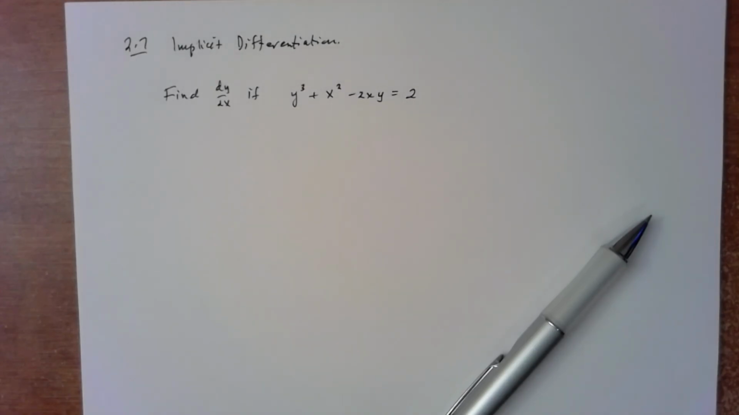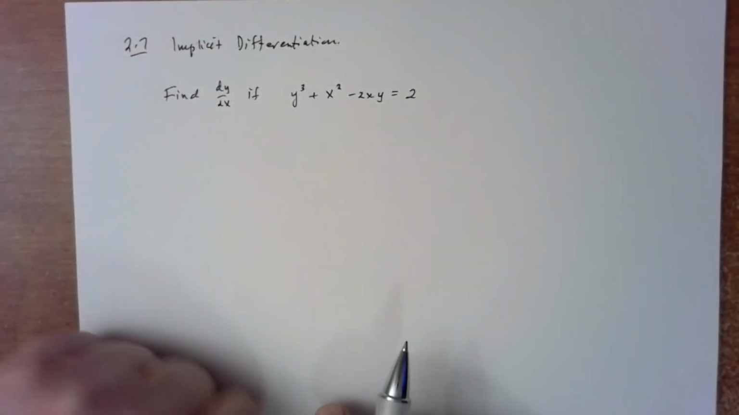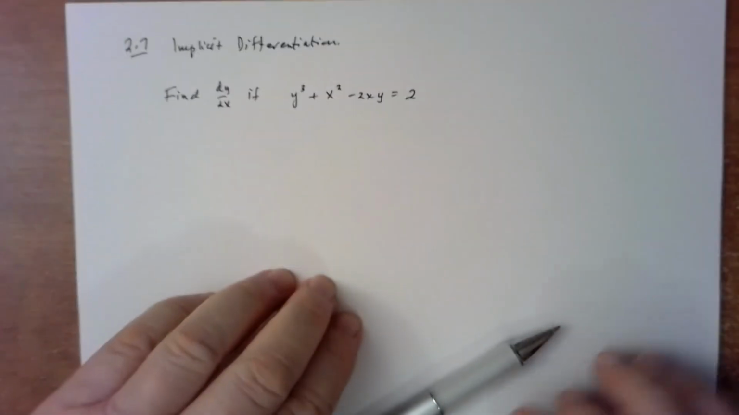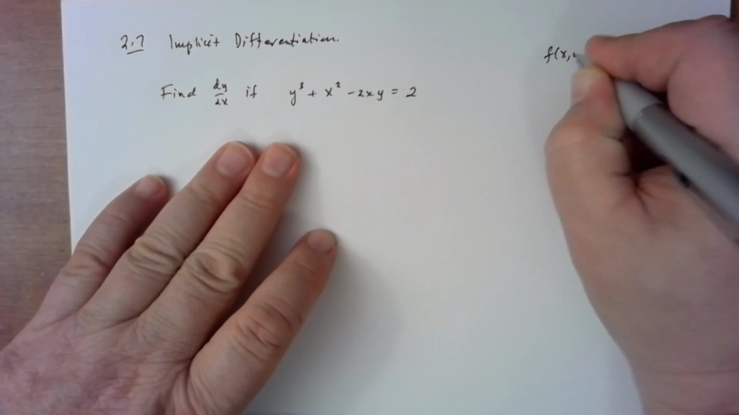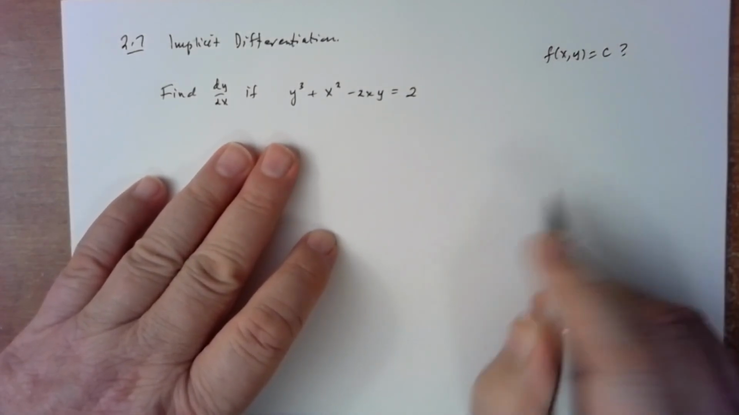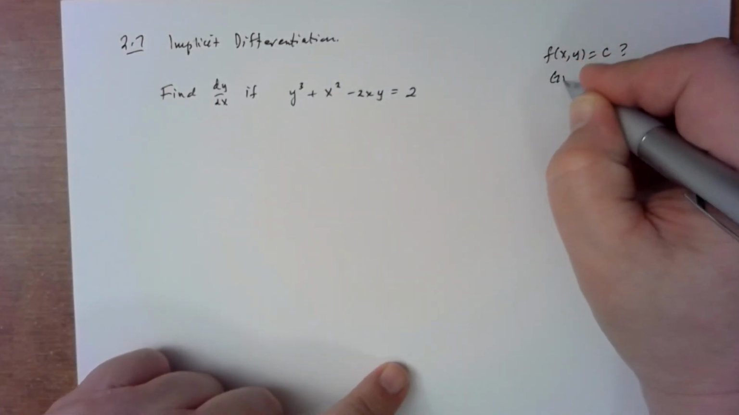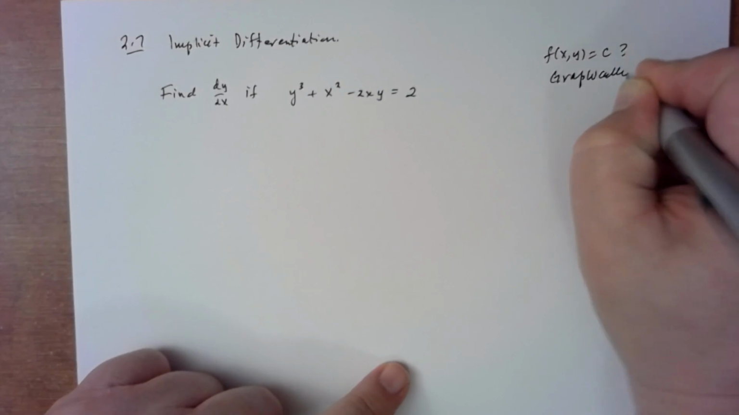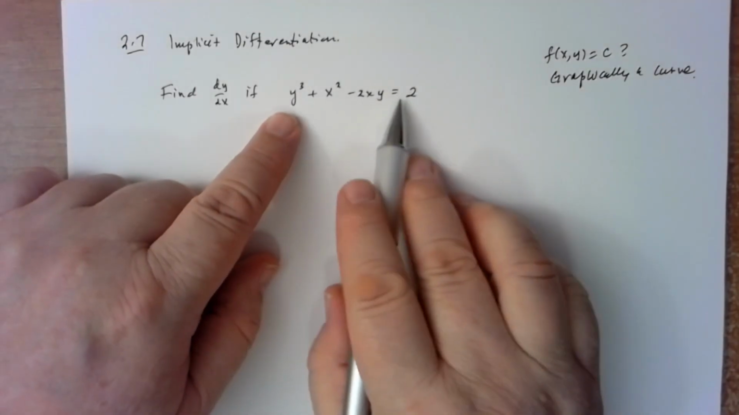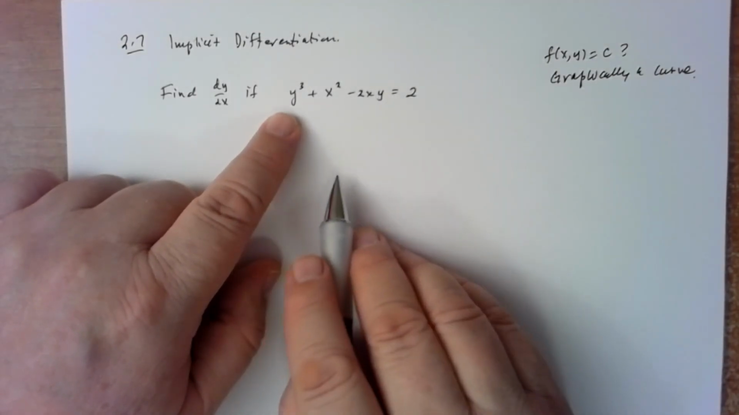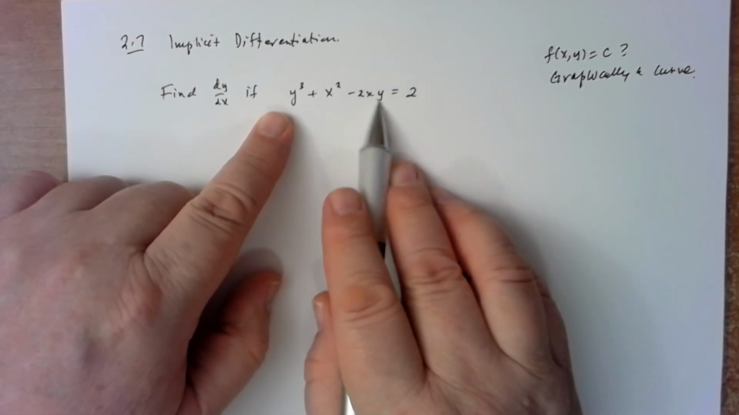Alright, so we're trying to figure out what implicit differentiation is. In the last video, we looked at what f of x, y equals c represents geometrically. We saw that f of x, y equals c is graphically a curve in the plane. In this case, f of x, y equals 2, where f of x, y is y cubed plus x squared minus 2xy.